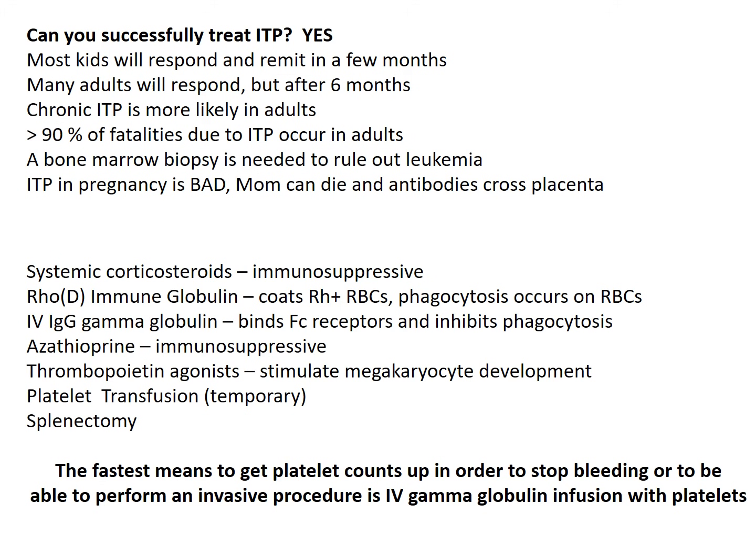So management, at least what I see, the big management for ITP now is to give them this IV gamma globulin, and that IV gamma globulin inhibits phagocytosis. Another important thing that we can do is use the glucocorticoid steroid and inhibit the autoimmune reaction as well.